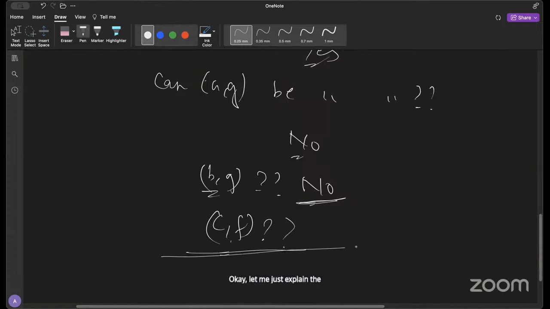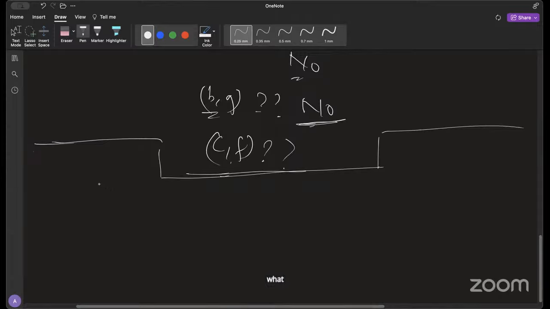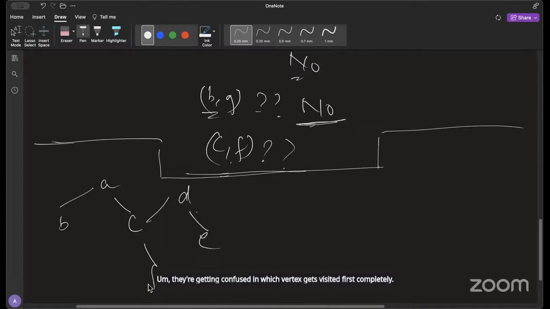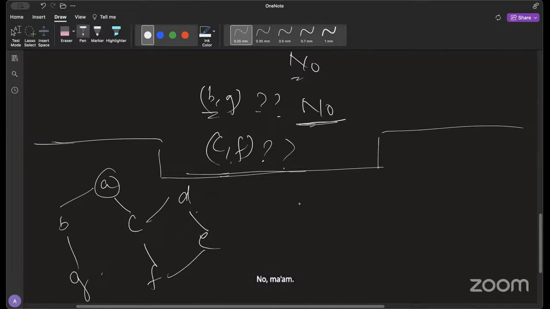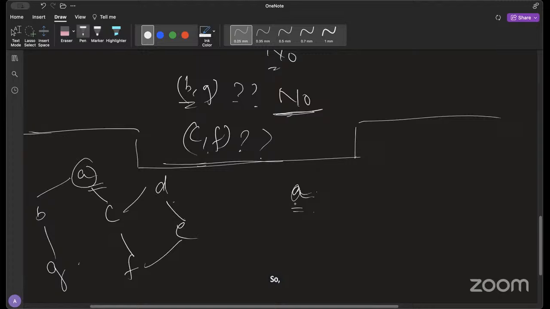Let me explain the entire algorithm first again, because I think there's a lot of confusion. They're getting confused about which vertex gets visited first. Let's say you have this graph and you're starting your search from A. You can start from anywhere, but that's not a choice you will make in the exam. You will be given this. So you start with A. Then the next vertices should be B, C, and D.